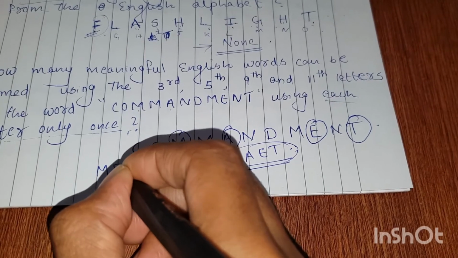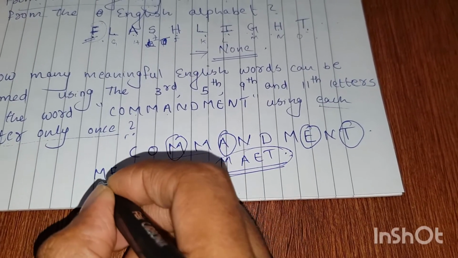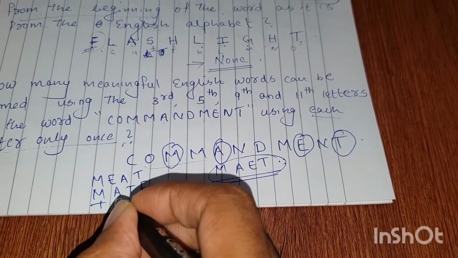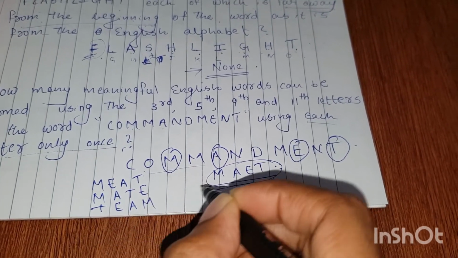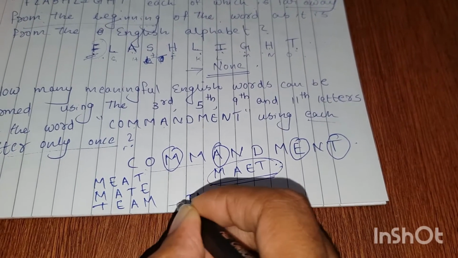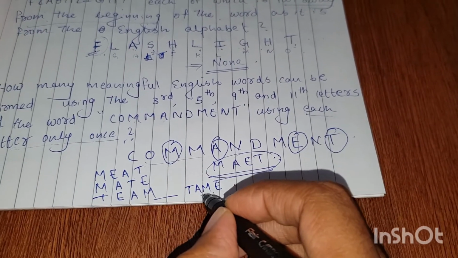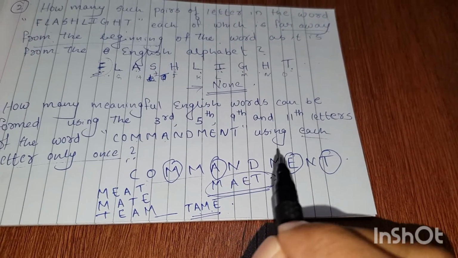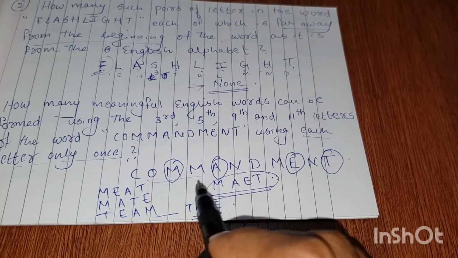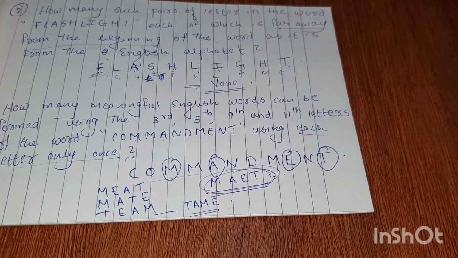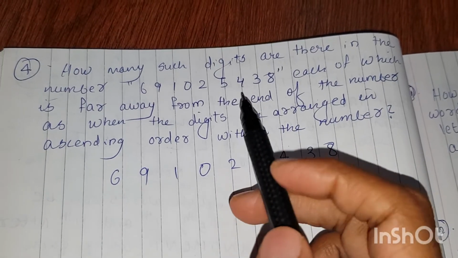One is meat, right? M-E-A-T. Another word is mate, M-A-T-E. Another word is team, T-E-A-M. Another word is tame, T-A-M-E. So 4 meaningful English words can be formed. Tame is related to animals and its meaning is domesticated. So 4 meaningful English words can be formed using these letters. Understood? Going to the next question.